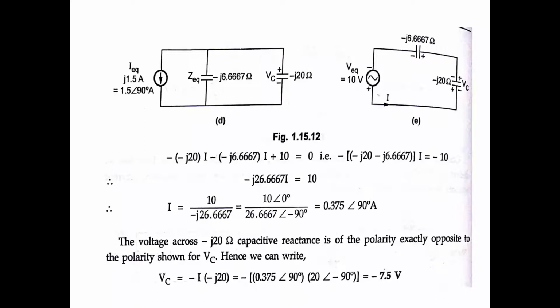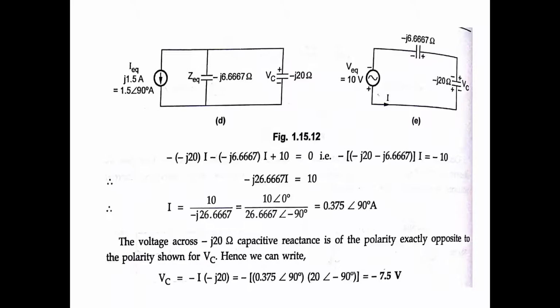Okay, then how to get I value? Minus j20, I, j26.66 plus 10, that is minus j minus 10, that is j26.66 plus 10. That is how you calculate the I value. Okay, 3.76.